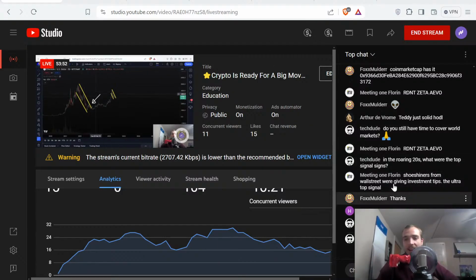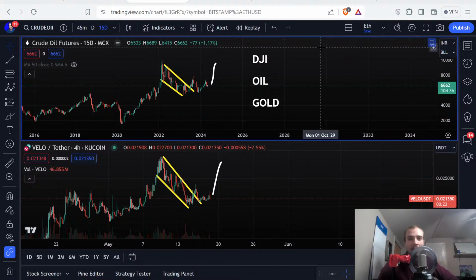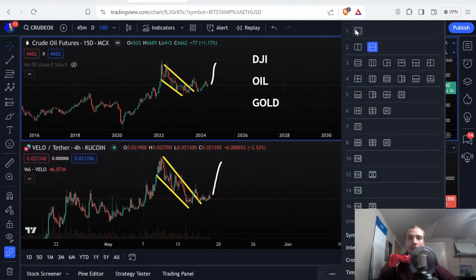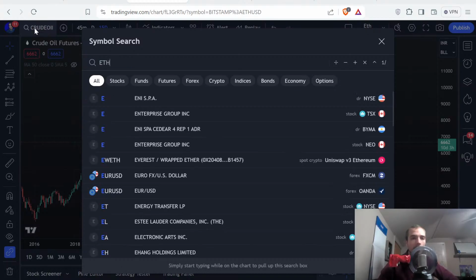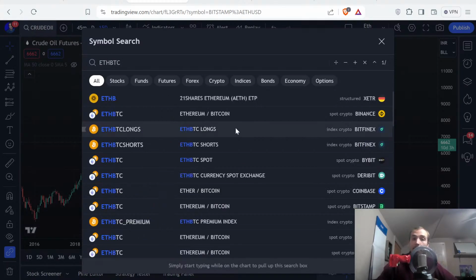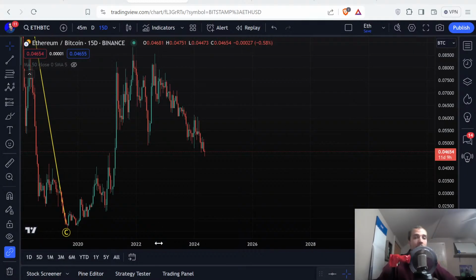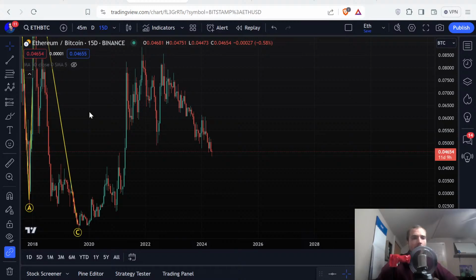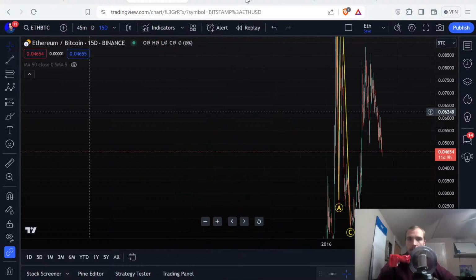BTC dominance looks like it wants to break down. I actually don't do a lot of TA on BTC dominance. I will do TA on BTC pairs sometimes. A lot of times I'll look at ETH-BTC to see what's happening with the Bitcoin pairs, but I don't do a lot of analysis on them. The dollar pairs are more helpful for me personally.